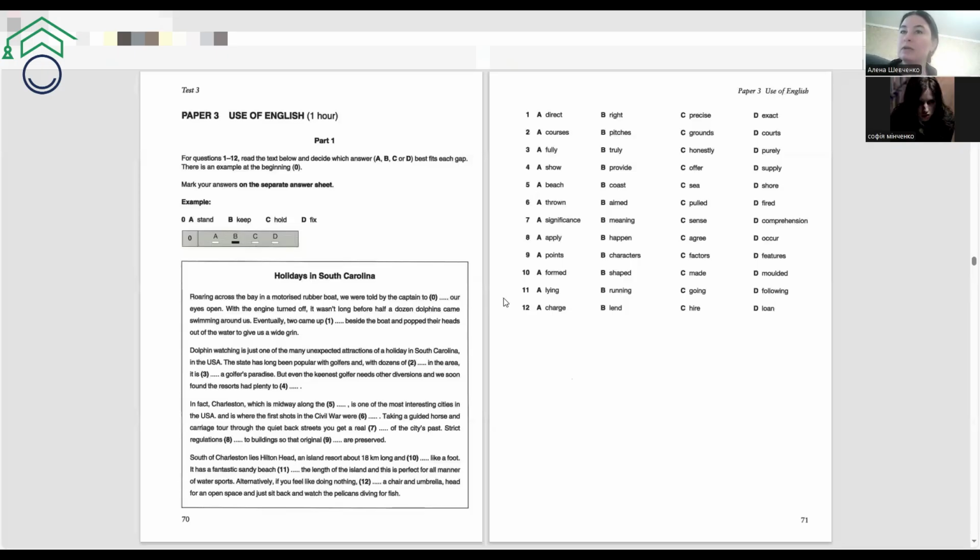And the last space, number 12, here we have A, charge, B, land, C, hire, D, loan. And let's again get back to the text, to the sentence. Maybe hire. Yeah, you're totally right. It's C, hire. We can hire it and relax, right?